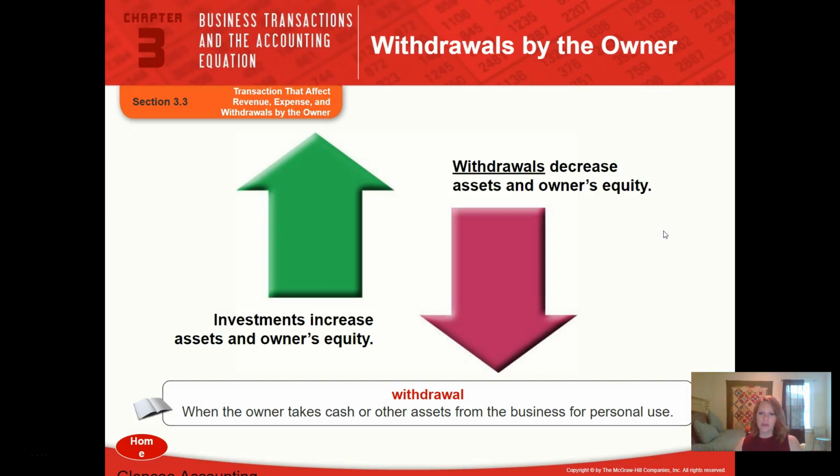A withdrawal is when the owner takes cash out for personal use, and it's going to decrease our owner's equity. So if they take cash out, cash will decrease, owner's equity would decrease.